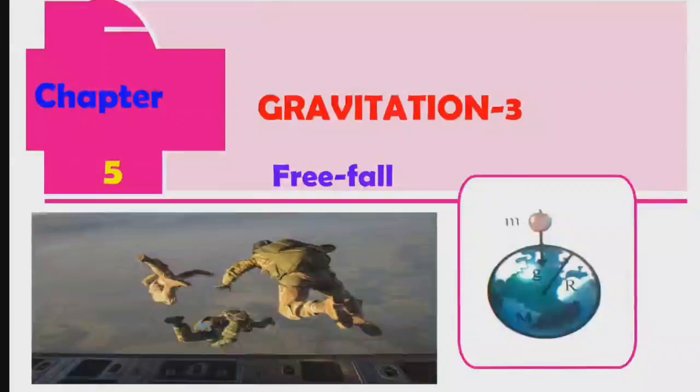Hi students, in last class we discussed Newton's universal law of gravitation. Now we will continue that class. In this class we will discuss free fall and free fall acceleration. First of all, we will solve some problems based on Newton's universal law of gravitation.